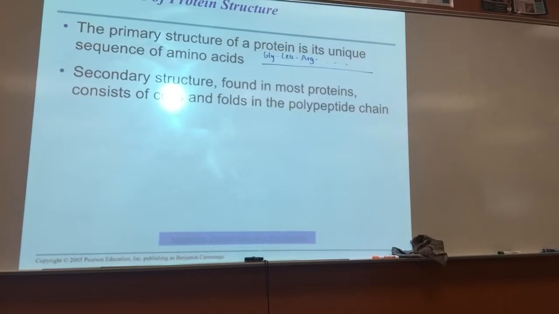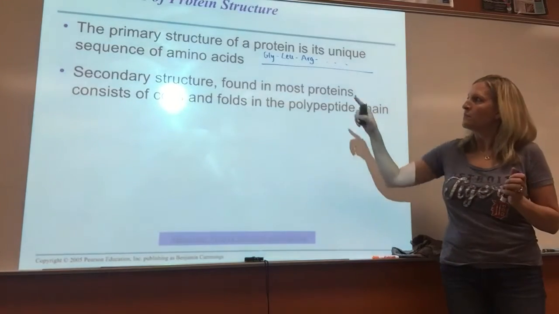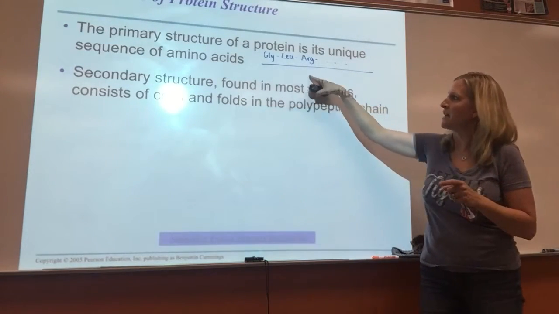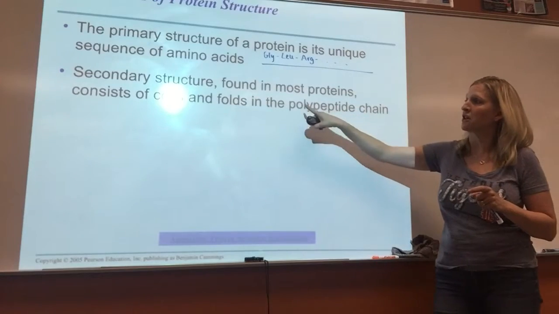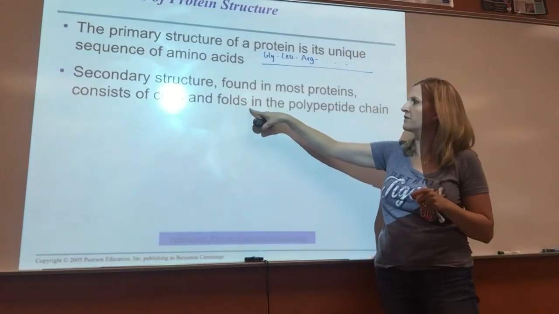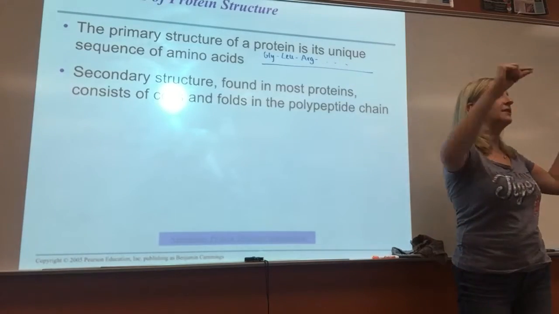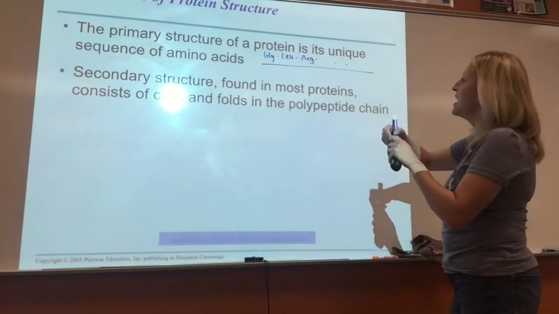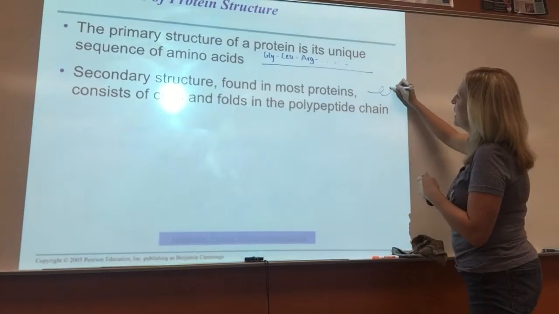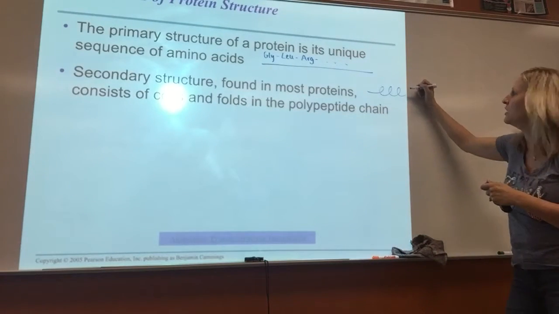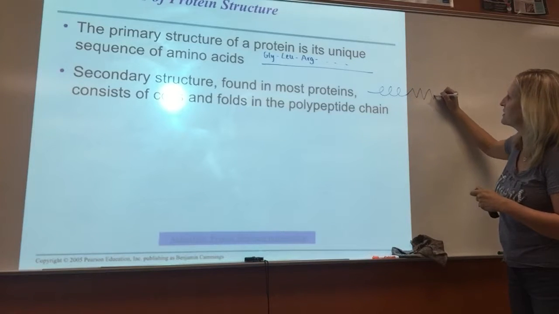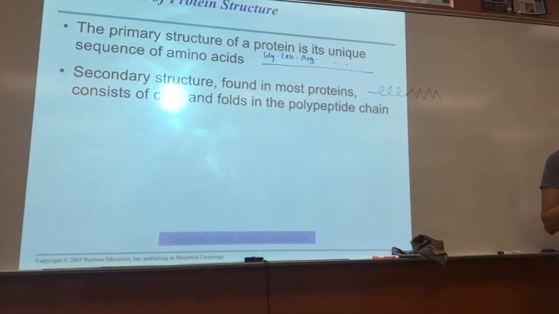So the secondary structure, so proteins, or the polypeptide, is not just a linear chain. Secondary structures consist of coils and folds in the polypeptide chain. So taking that line, instead of keeping it linear, what happens is it begins to coil, kind of like a telephone cord coil, and it can fold. So this is what the folds look like. All right, so coil and fold. It doesn't really have a real 3-dimensional shape yet.